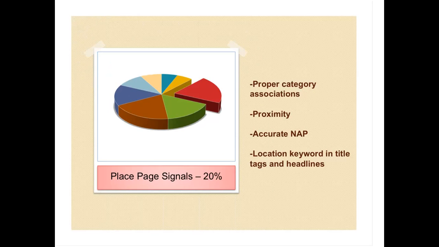So let's get started. The first one, and the biggest portion of your local SEO, is going to be your place page signals. This includes property category associations and proximity, which includes the accurate NAP, and NAP stands for name, address, and phone number, which should be matching all across your site, making sure that it's on all your place page information and consistent throughout any place that you have it on the web. And the category associations can be on Google Places, Google Plus, and multiple citations that you'll hopefully be building, that we'll talk about later.